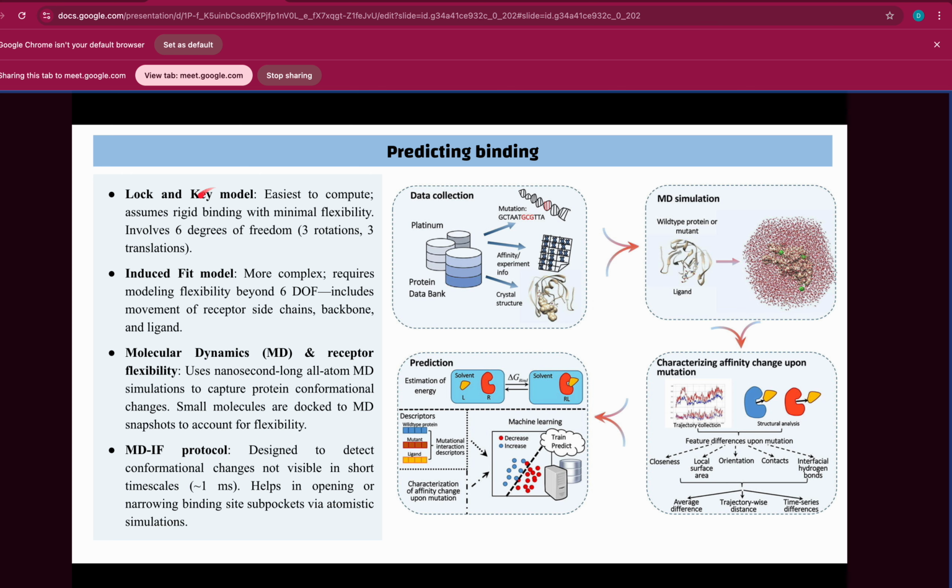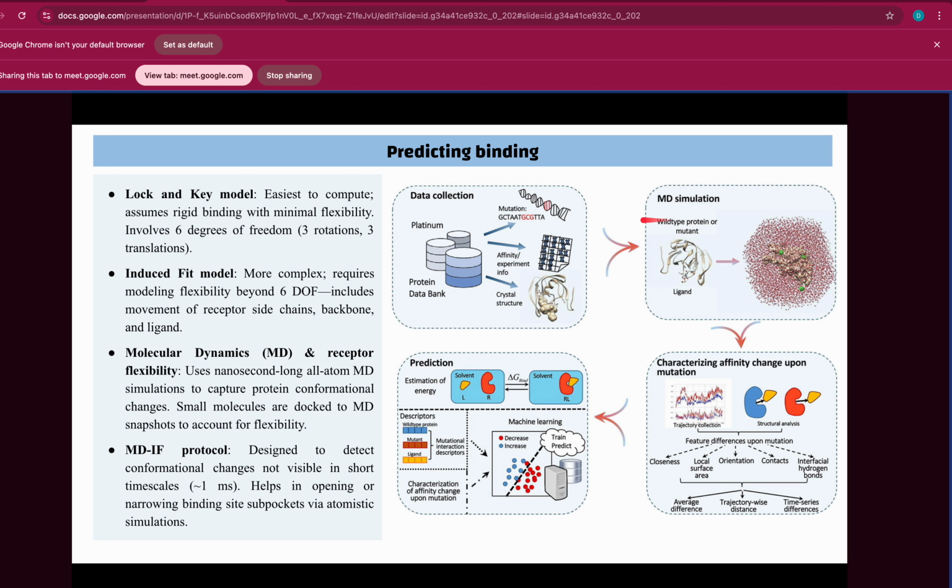So except the lock and key model, all other models make the receptor molecule or the target protein flexible. That means the target protein is allowed to change its conformation, and sometimes the conformation changes in a very short time scale. So in that case, you can go for MDIF, which can even track the short time scale movements or conformational changes. So this is how the binding is predicted. These are the different models which are generally used.